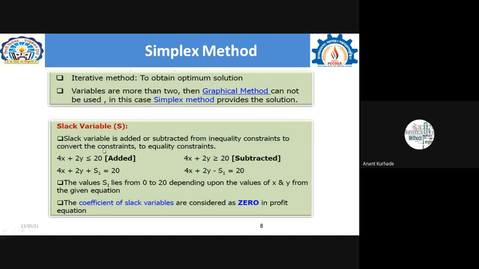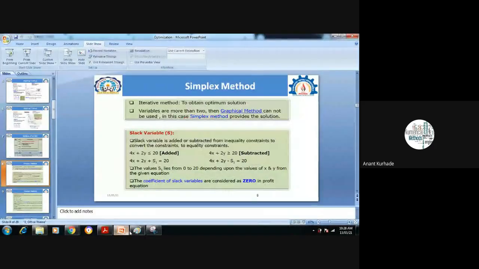Again, read this carefully. The slack variable is added or subtracted from the inequality constraint to convert the constraint to an equality constraint. That means what exactly? Now see here.